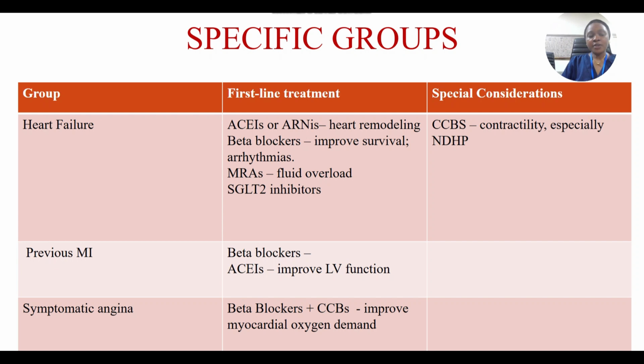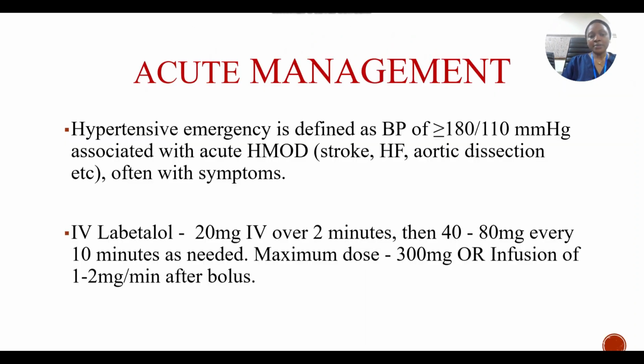In heart failure, there are conventional medications recommended, and it's preferred that we use those in people with heart failure. Calcium channel blockers, we need to be careful because they can reduce contractility, especially the non-dihydropyridine ones. In people with previous myocardial infarction, beta blockers and ACE inhibitors are preferred. ACE inhibitors can help improve LV function. And with symptomatic angina, we prefer beta blockers and calcium channel blockers because they can help reduce myocardial oxygen demand and alleviate symptoms.